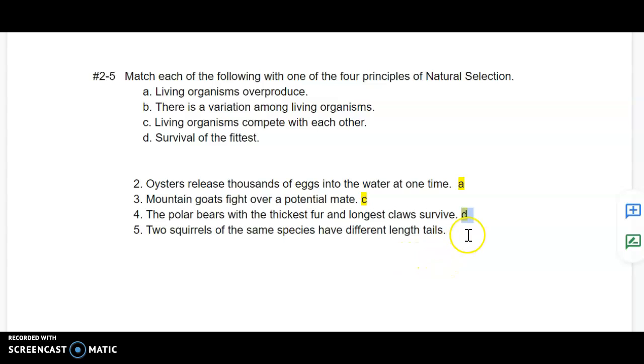And number 5 says 2 squirrels of the same species have different length tails. Well, their tails are different. They have a variety of lengths. That would be B, there is variation among living organisms. So our answers there should be A, C, D, B.